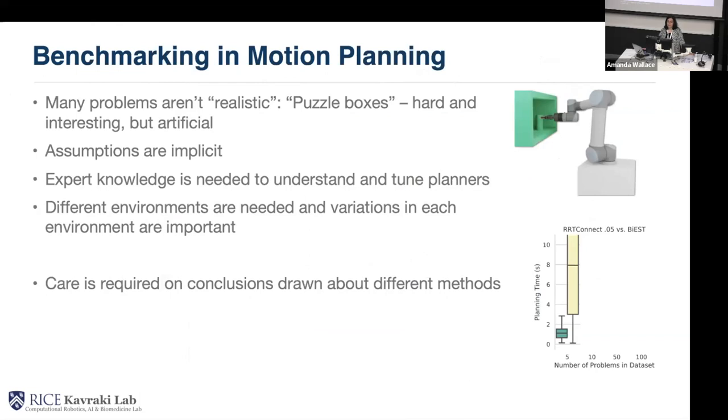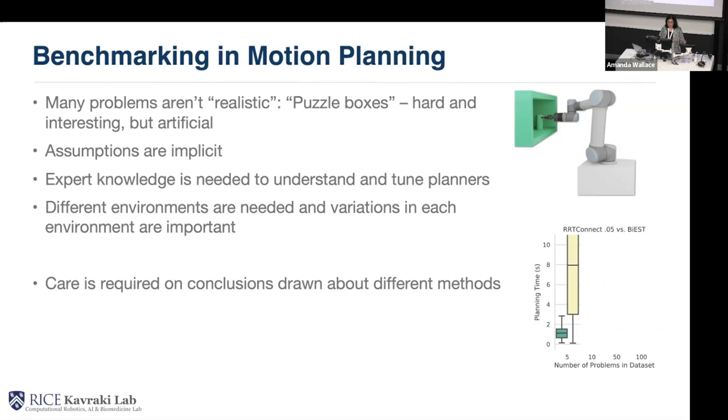So the benchmarking that is done in motion planning is very different than the benchmarking that is discussed here. Many of the problems that we look at are not realistic, okay, puzzle boxes. They're hard and interesting, but they're artificial. So the assumptions are very often implicit, and it is actually implicit in learning too.